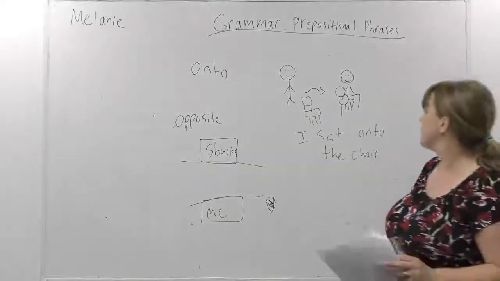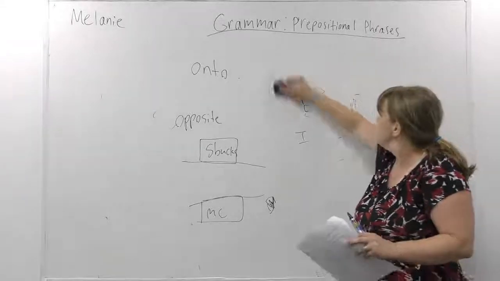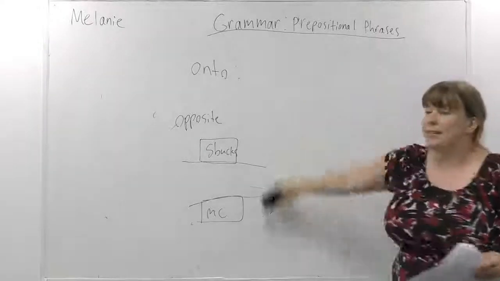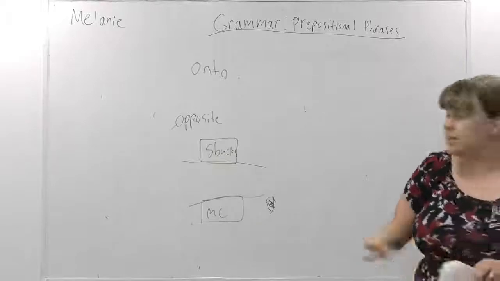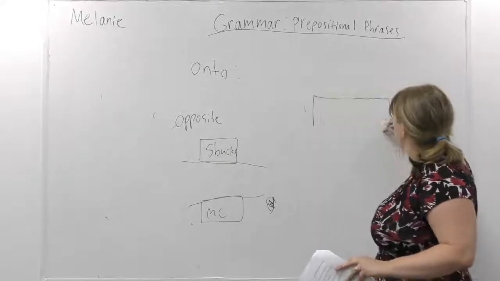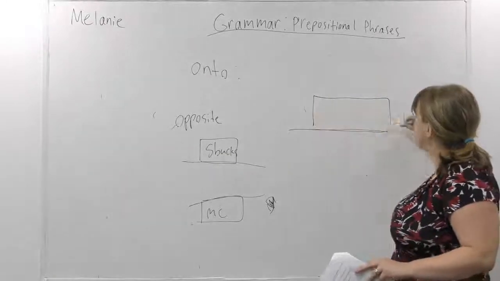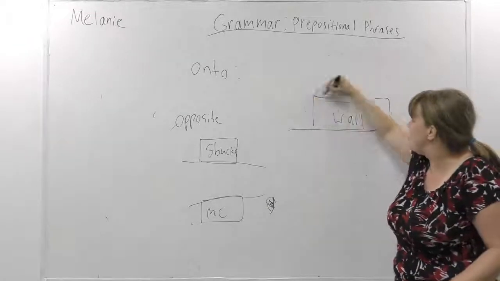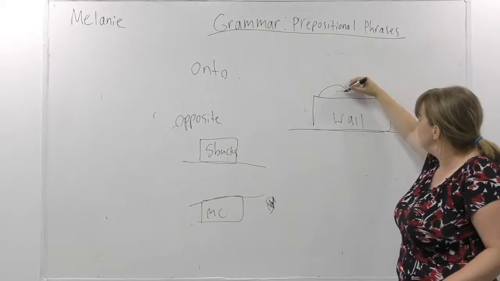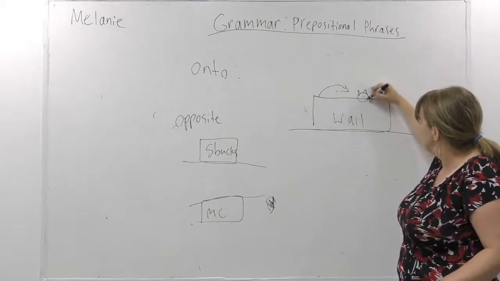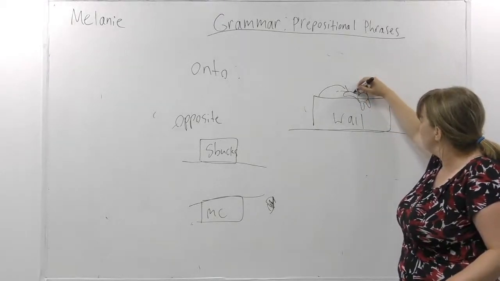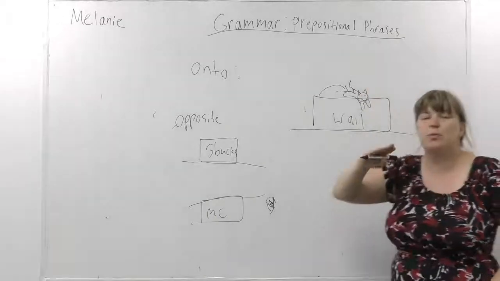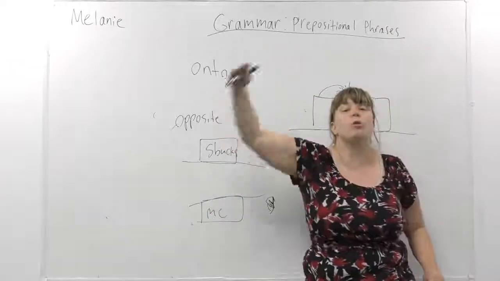Ooh, over. Let's do over. All right. So here we have, let's see, here's the ground and here's a wall. And let's say we have a very agile cat. Woo! So this cat jumps over the wall. So it's when you're jumping over or going over something.